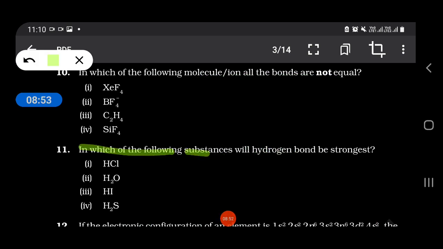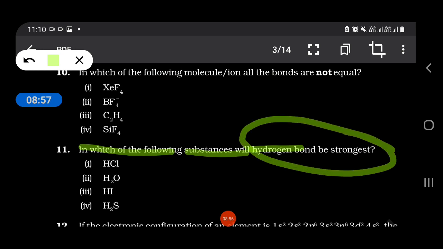In which of the following substances will hydrogen bond be stronger? So our answer is H2O.